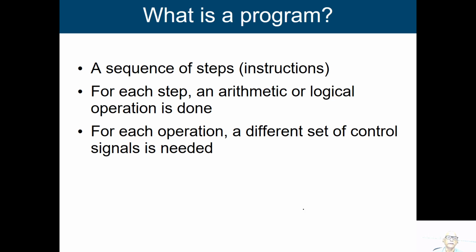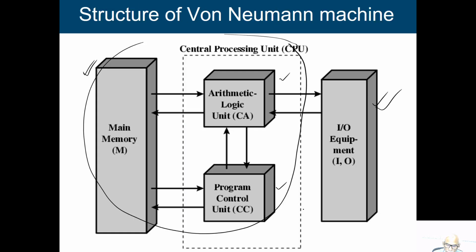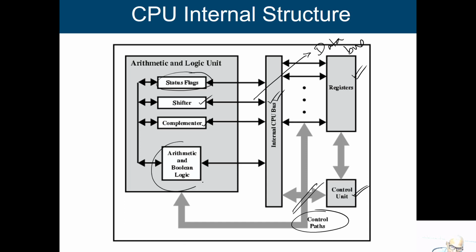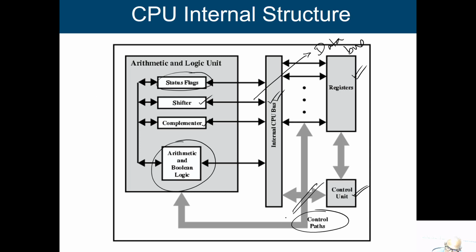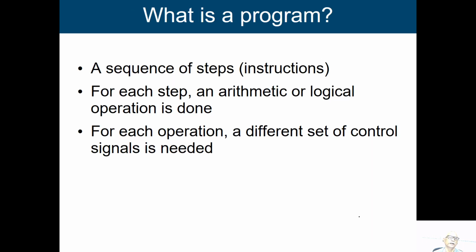Now, for each step an arithmetic or logical operation is done. Already I said that in the ALU we have some basic operations which are implemented in hardware. So, we are going to use those operations. Basically, we are saying that we are going to do some arithmetic or logical operation. For each operation a different set of control signals is needed. These control signals will transfer through the control path, and we have to generate the appropriate control signals at the appropriate time. Okay. So, this is a program and we are going to execute our program in a computer.